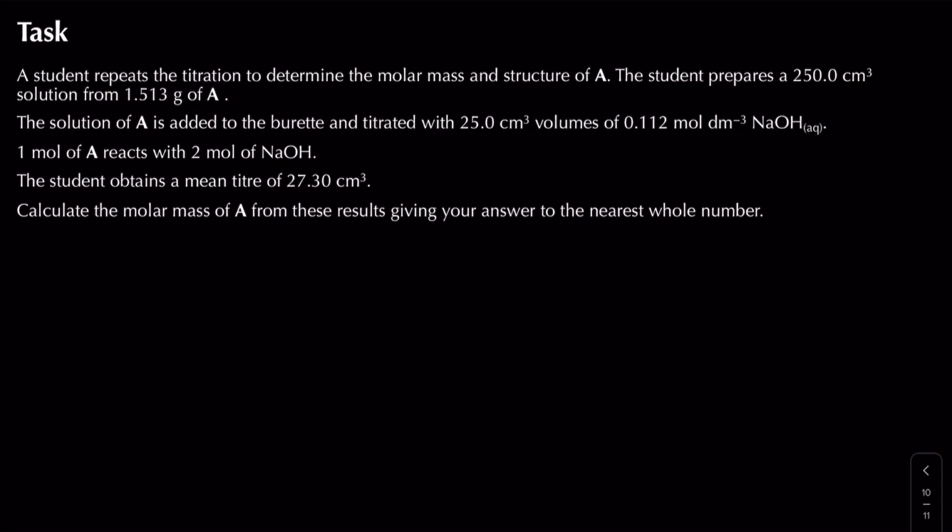We're asked to calculate the molar mass of A again, and we need to give our answer to the nearest whole number. The first thing I need to look at is that I've got a mass of 1.513 grams of A, and we dissolve that to make a solution which is going to be about 250 centimeters cubed again.